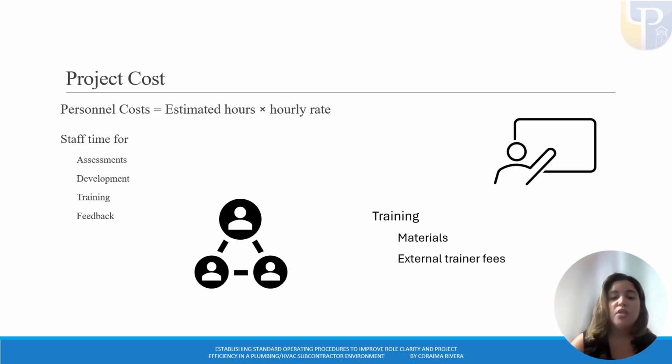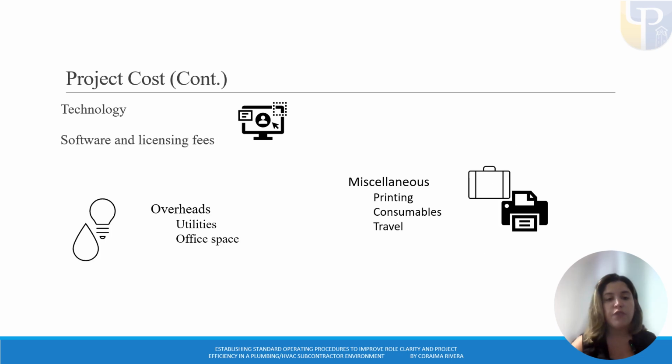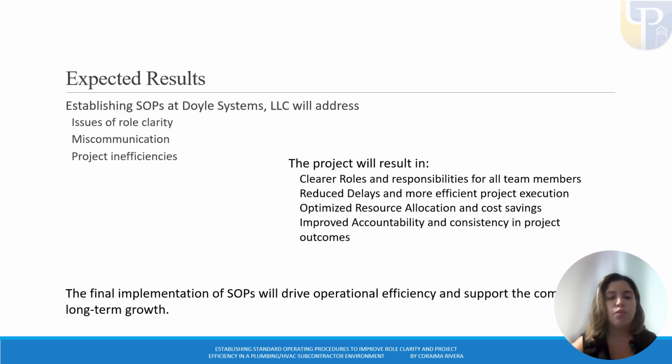We will discuss some of the project costs now. There's quite a few different categories of costs within this project. We'll start with personnel costs, which are estimated hours times hourly rate. This will be the staff time for assessments, development, training, feedback, and all of that good stuff. Within the training, we will also have materials and external trainer fees. Other costs could also include technological costs, which is any software or licensing fee that is used, miscellaneous like printing, consumables, and travel if needed in order to do assessments and surveys, and the overhead, which is the utilities and the office space where the work is being conducted.